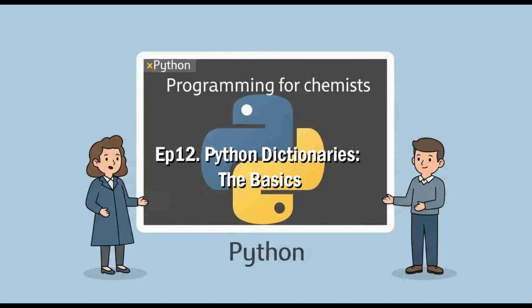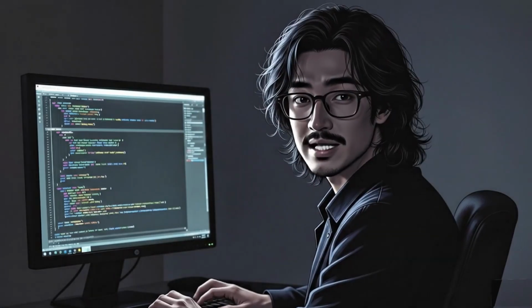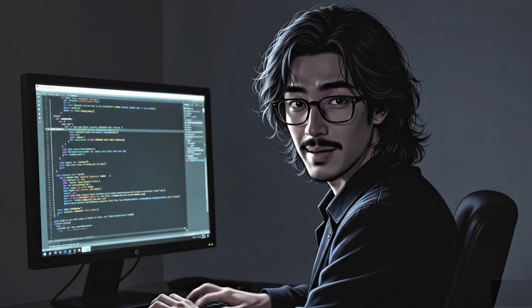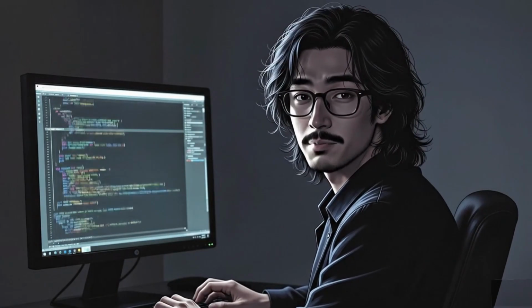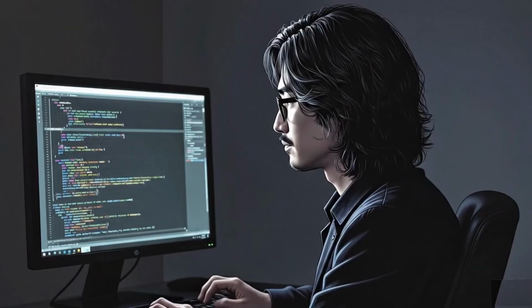Today we're talking about one of the most useful data structures in Python, especially for chemistry: dictionaries, or dicts for short. If you've ever tried to store data like element to atomic weight or symbol to atomic number using lists and felt your brain melting, this video is going to make your life much easier.